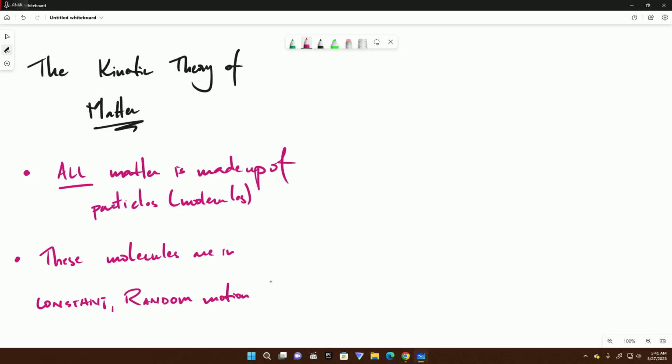Now, I do believe the syllabus requires you to explain the gas laws using the kinetic theory of matter. So let us start with Boyle, B-O-Y-L-E apostrophe S, Boyle's law. Boyle said that for constant temperature, pressure is inversely proportional to volume.